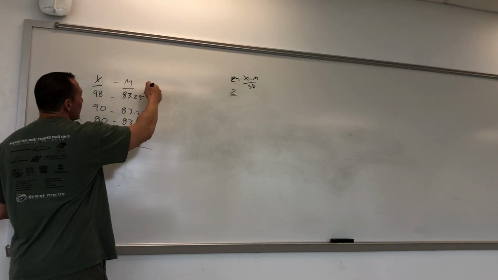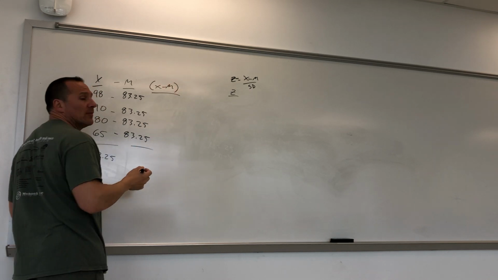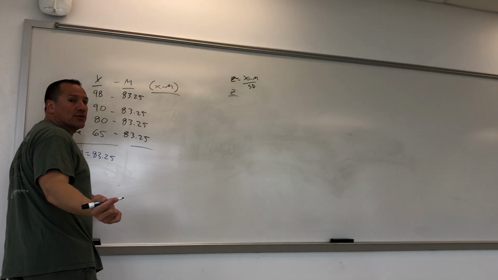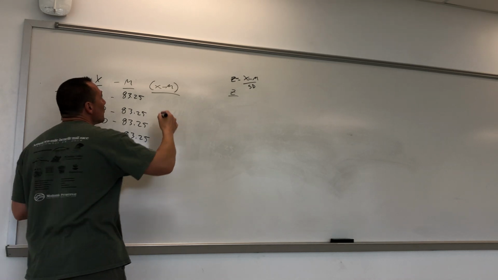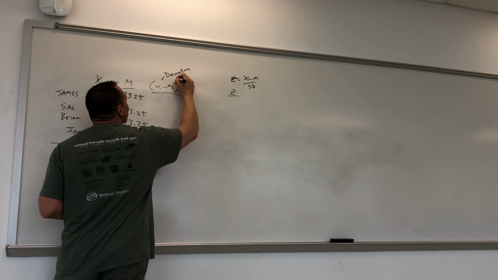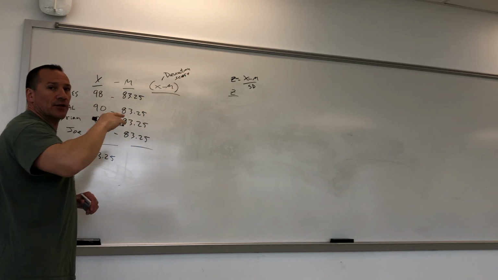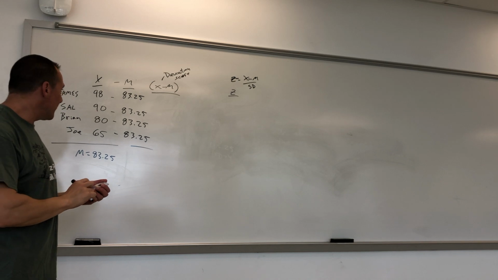So there's x minus m. Remember, here's x minus m as its own column. And you might recall from chapter 2, this is called the deviation score. Deviation score corresponds to how much each particular raw score deviates from the mean.